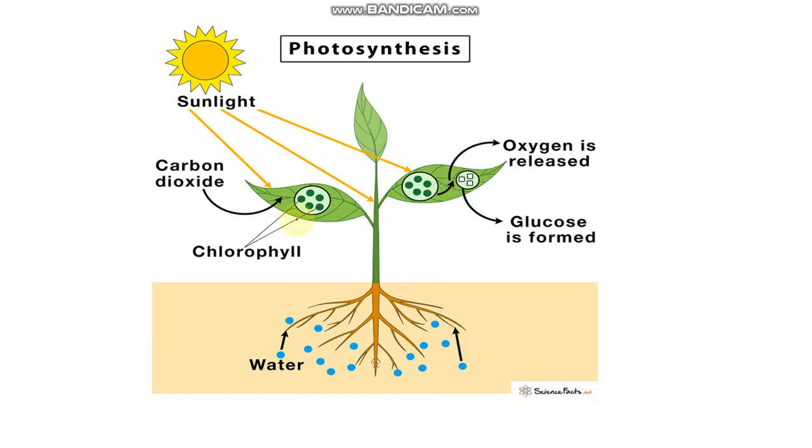Okay, children, we'll be continuing with photosynthesis. When the sun rays fall on the leaf, it absorbs the sunlight, and the chlorophyll that is present thus gets activated. Okay, fine, students. What happens when carbon dioxide is absorbed by plants and oxygen is released?